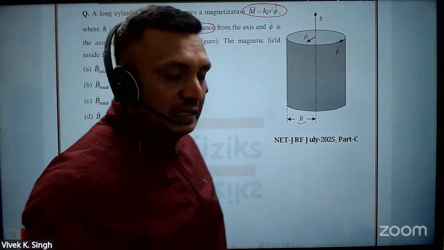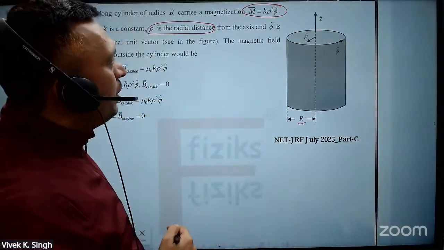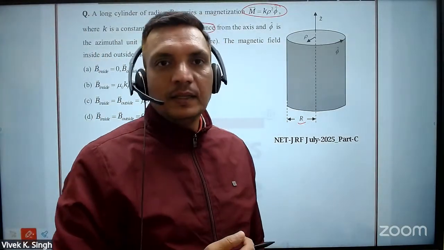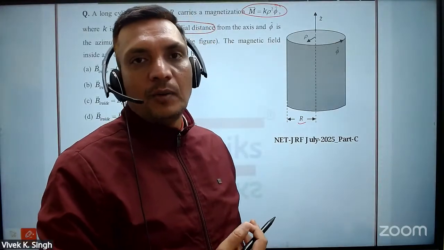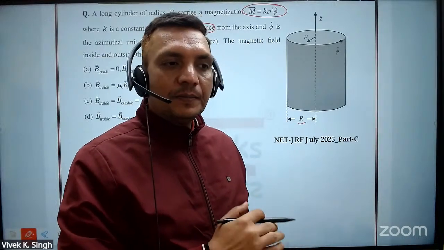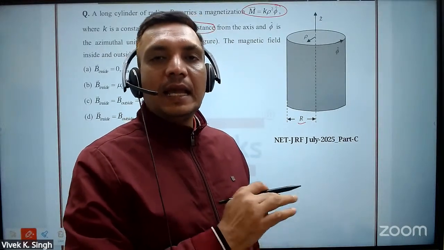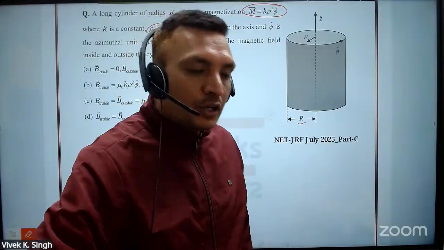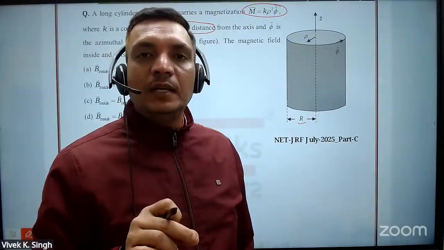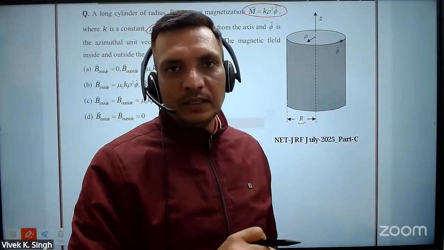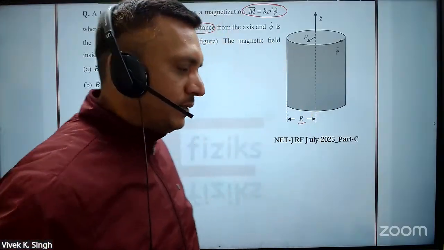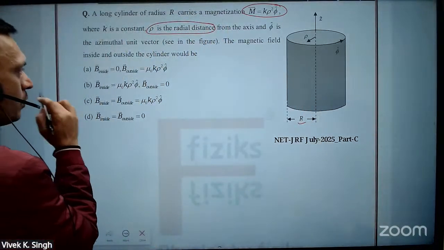So in these types of questions, when magnetization is given, there is no free current, and there is also a symmetry in the problem, we can use a trick. In that case, you can directly take H equal to 0, because H field depends only on the free current. This point is very important. If you use that concept, you will directly get the answer. So what is that concept here?